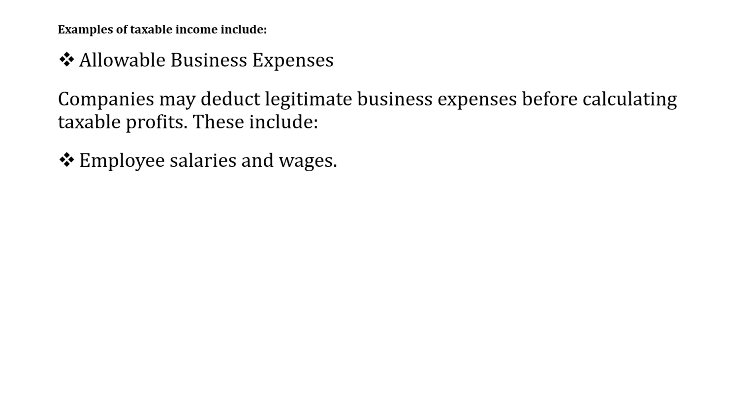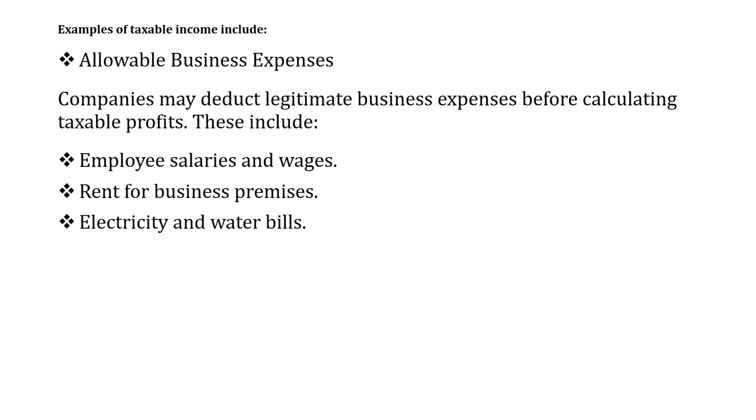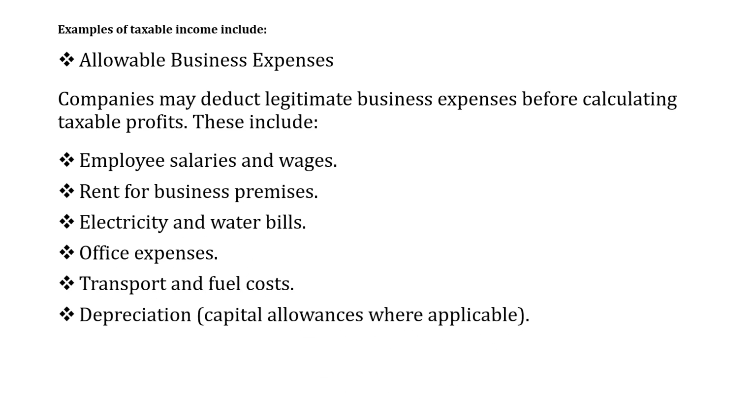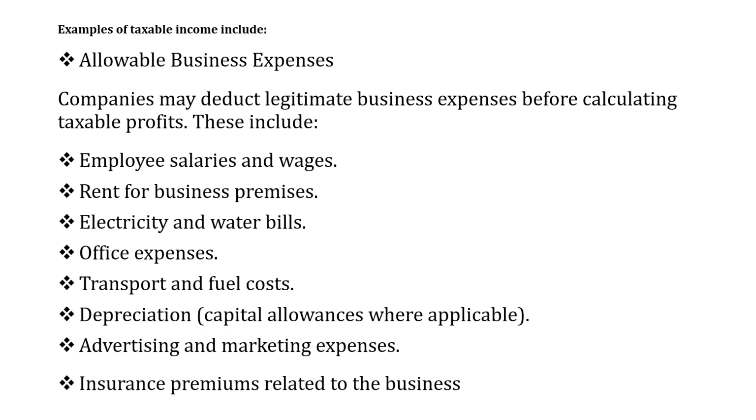We have number one, employee salaries and wages. Number two, we have rent for business premises. Third, we have electricity and water bills. The expenses for this must be deducted. We also have office expenses. Then we also have transport and fuel costs. Then we have depreciation, that is capital allowances where it's applicable. Then we also have advertising and marketing expenses. What else do we have? Insurance premiums that are related to what? To the business.